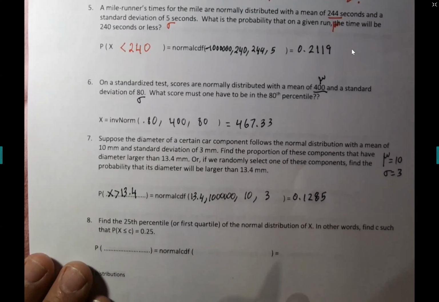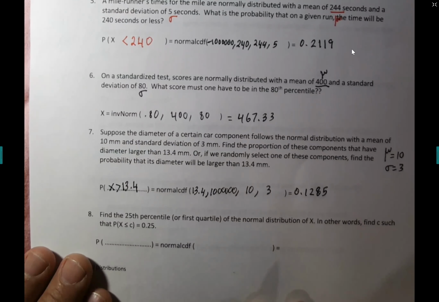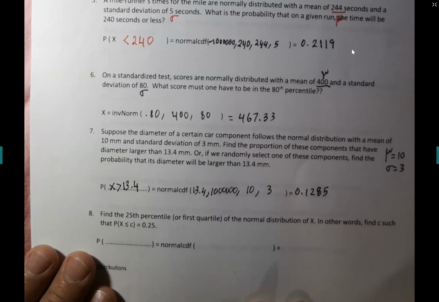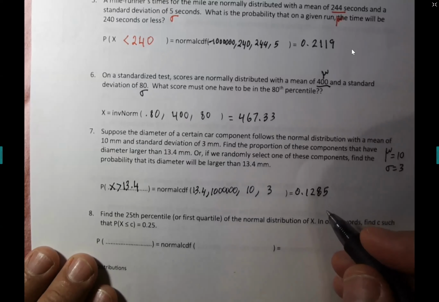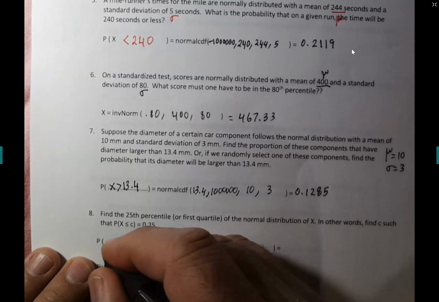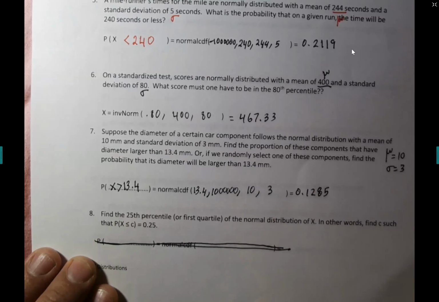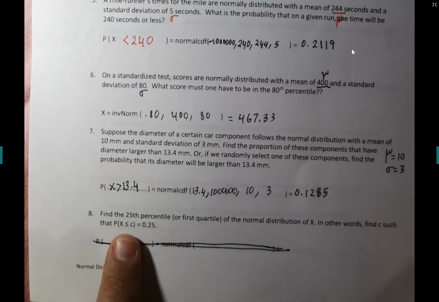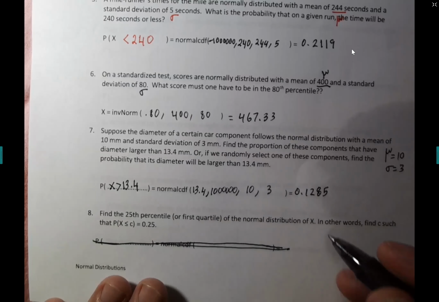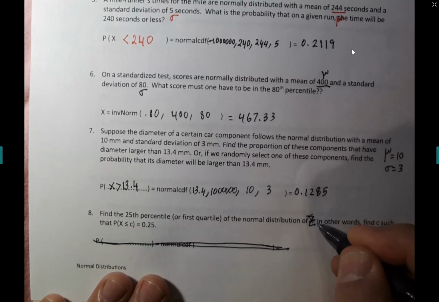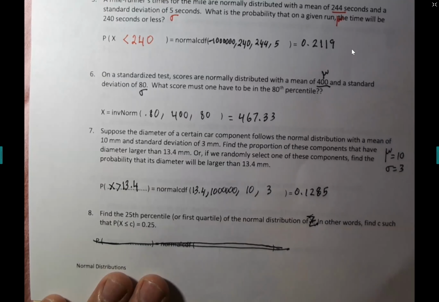Number 8. Find the 25th percentile, or first quartile, of the normal distribution of X. Okay. Well, that's wrong here. So he gives me the probability and he actually wants Z. Sorry, I needed to fix this one.